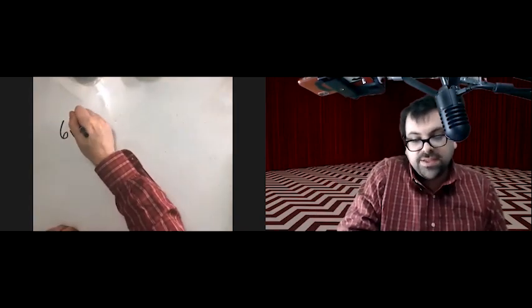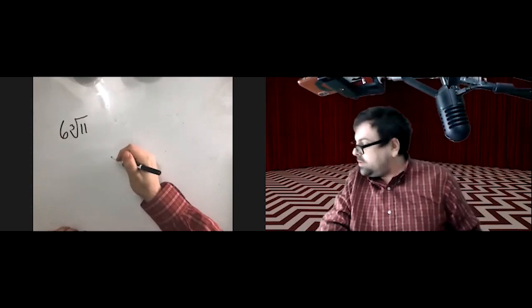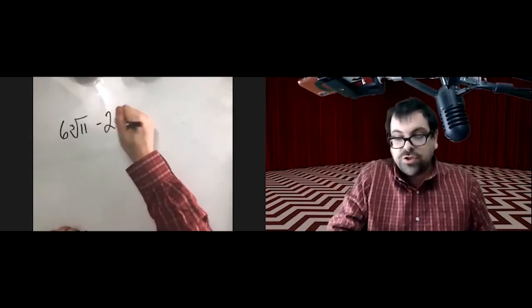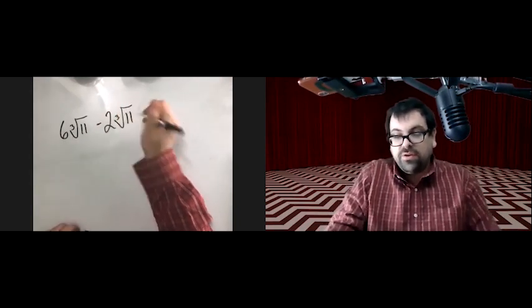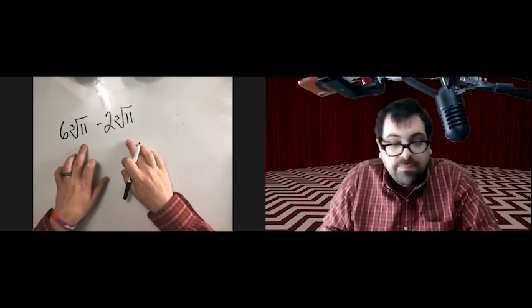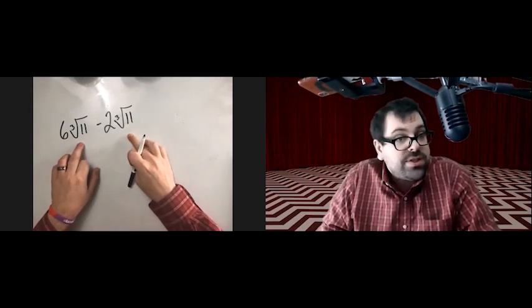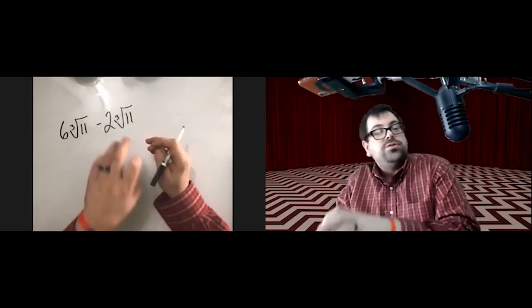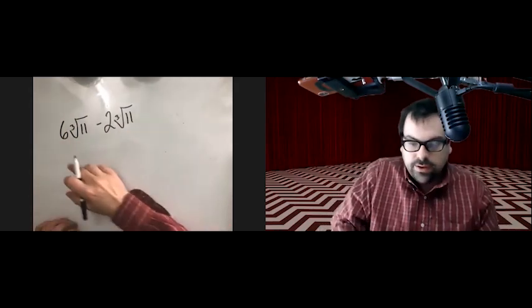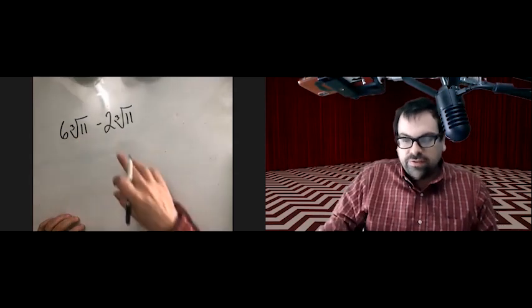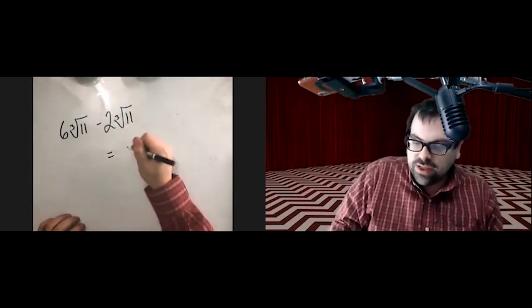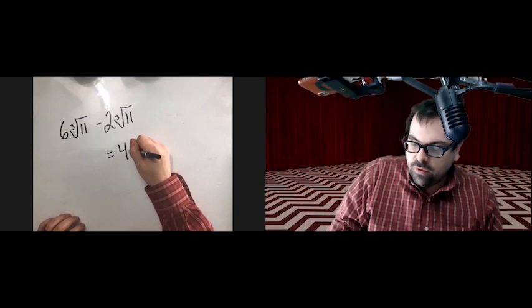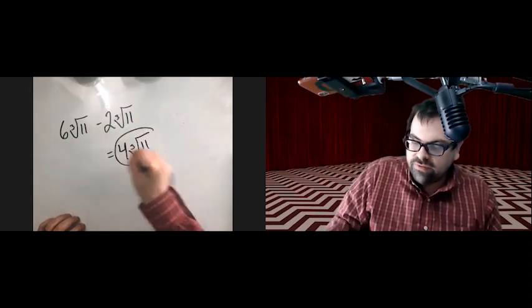If we have 6 cube root of 11 minus 2 cube root of 11, are the radicals exactly the same? Yeah, they're both cube roots of 11. Then just like 6y minus 2y would be 4y, 6 cube root of 11 minus 2 cube root of 11 would be 4 cube root of 11.